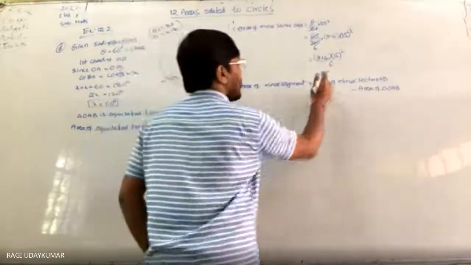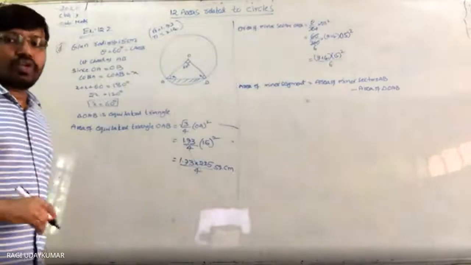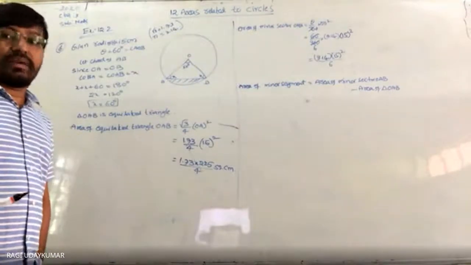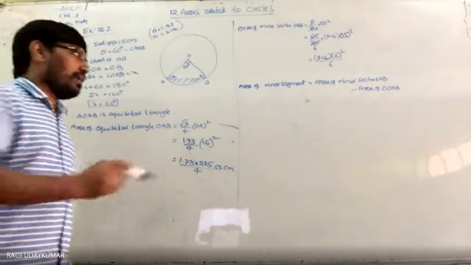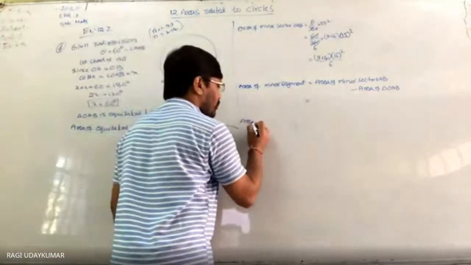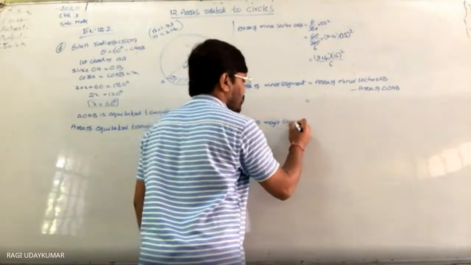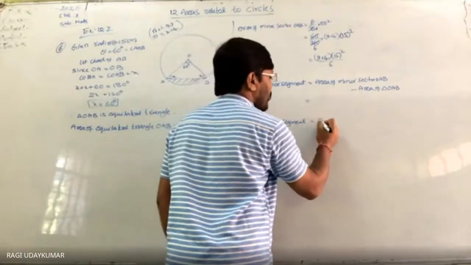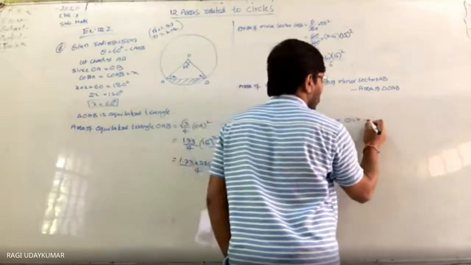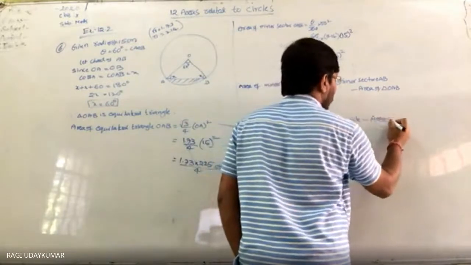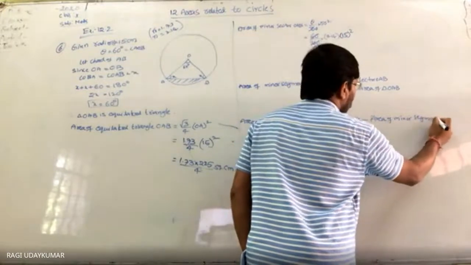So this area minus this area, that you have to write. Then after what to do? Major is asking major segment. For the major segment, directly, area of the major segment is equal to area of the circle minus area of the minor segment.